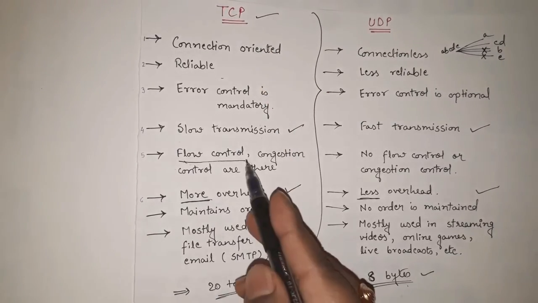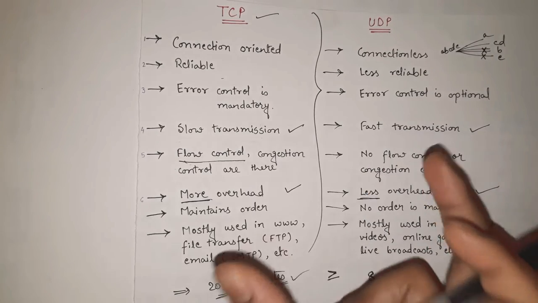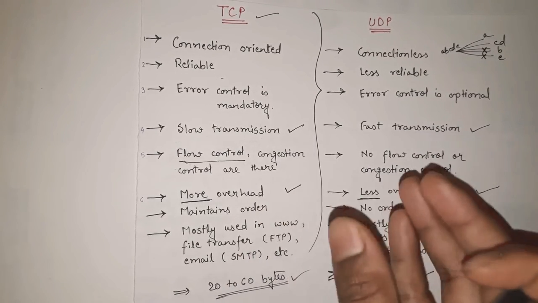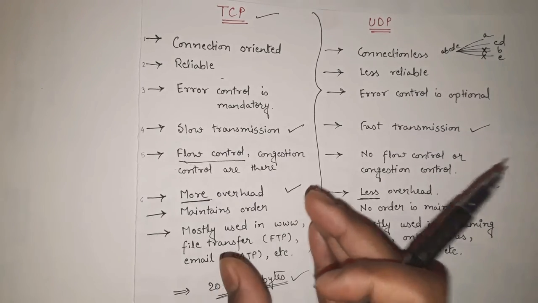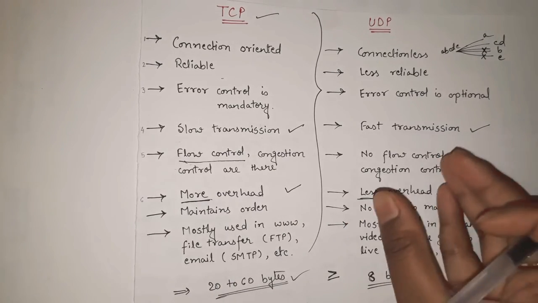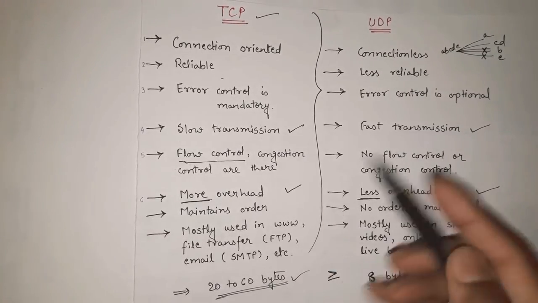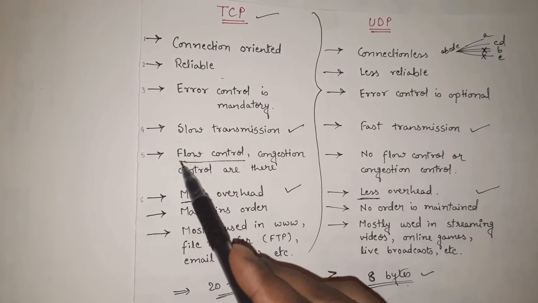So this is known as flow control, that the speed of the sender sending the data and the speed of the receiver receiving the data must be in sync with each other. They must be synchronized, right? So that is known as flow control.